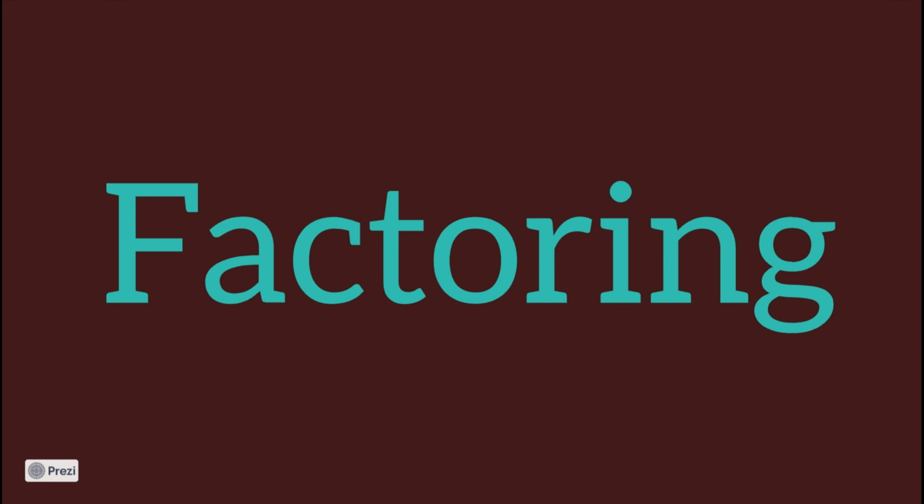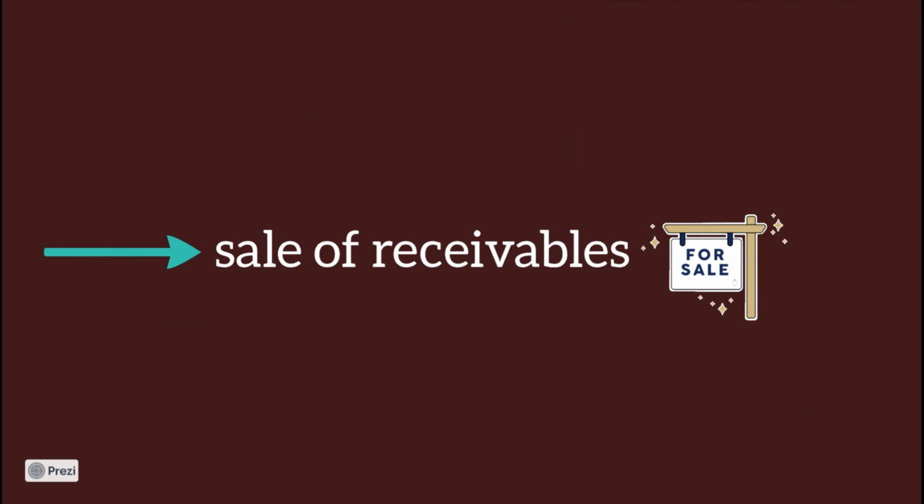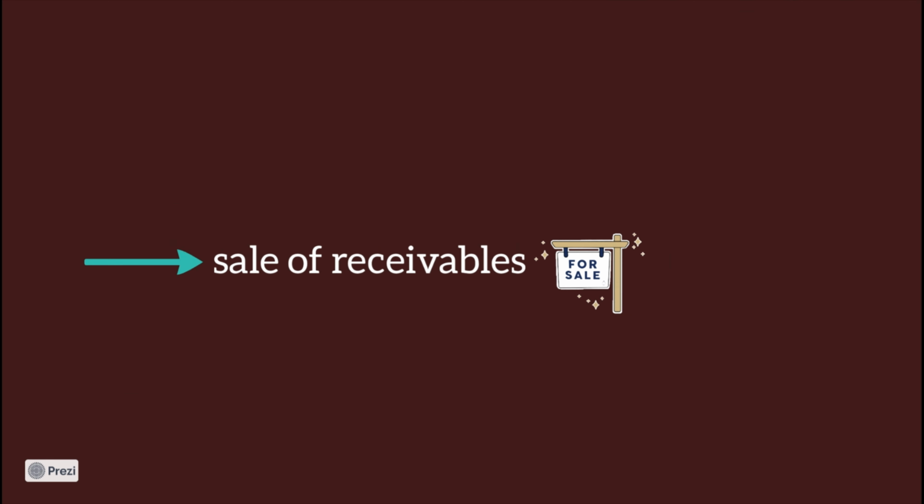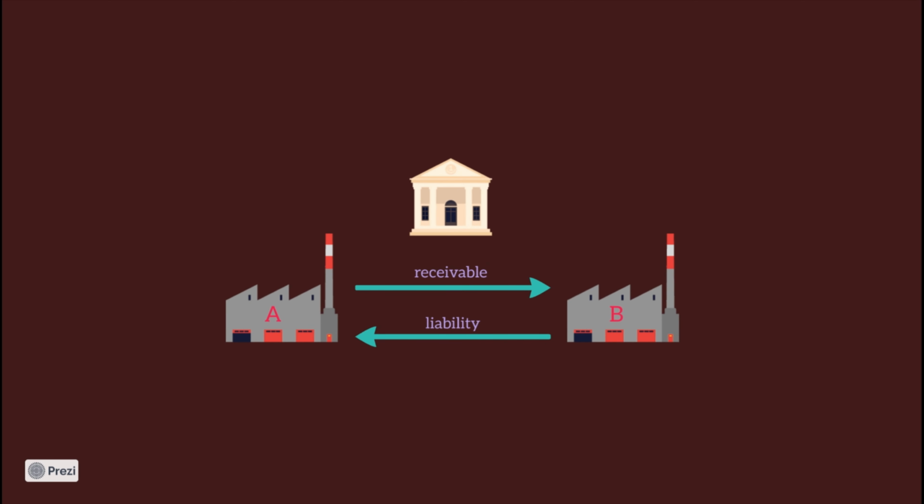Today we will take a closer look at what factoring actually means and what advantages and disadvantages it brings. Factoring refers to nothing more than the sale of receivables. Let's assume that Company A has sold goods to Company B on credit, resulting in a receivable from Company B. Company B therefore has a liability towards Company A. Company A is called the creditor in this case, while Company B is the debtor.